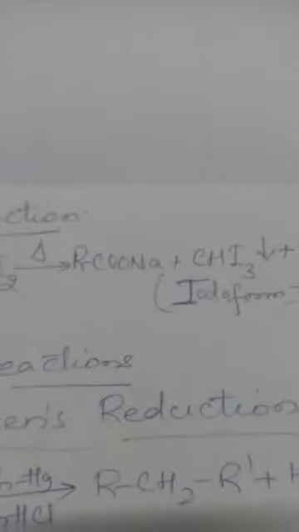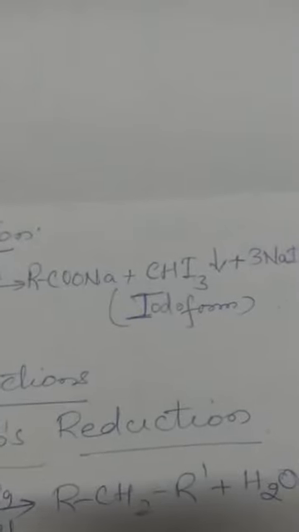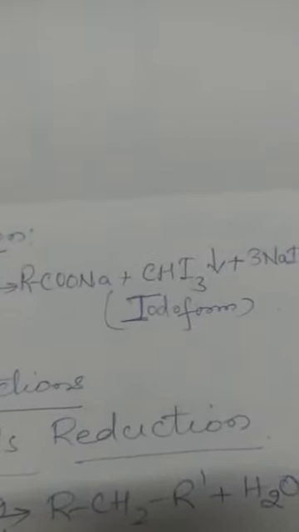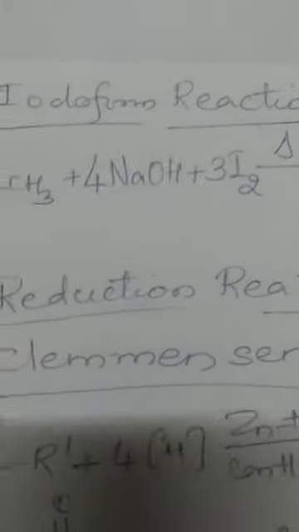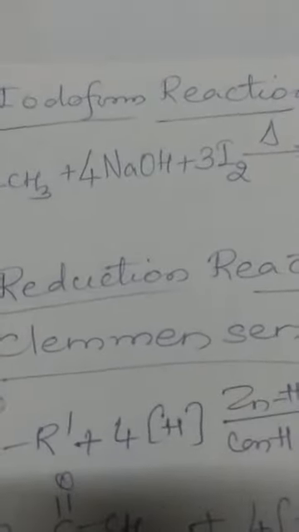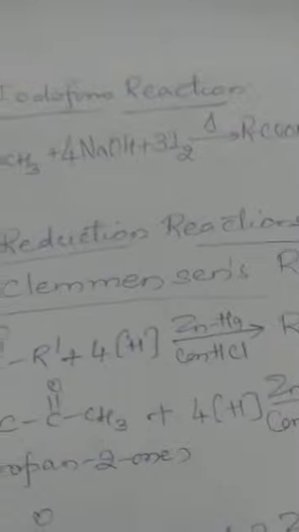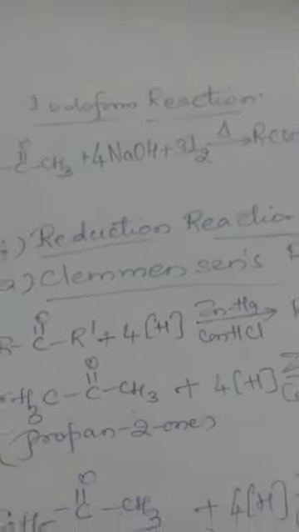So this reaction is called the iodoform reaction. It is used as a qualitative test for methyl ketones, remember students. So this is a very important haloform reaction, in particular the iodoform reaction. Now the next set of reactions are reduction reactions, the same reactions which we have looked into in aldehydes.